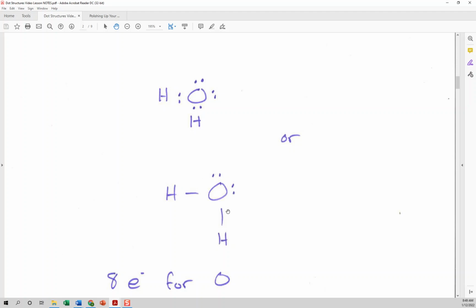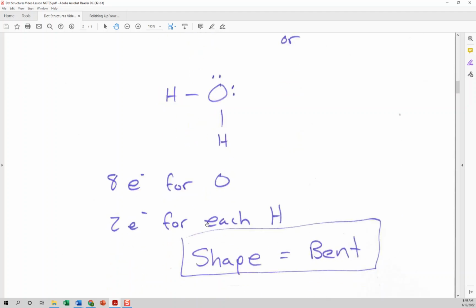But then if you look at the oxygen, we have 2, 4, 6, 8. So oxygen satisfies the octet rule, hydrogen satisfies the duet rule, and that's your dot structure. We just drew the dot structure for water. If I asked you to draw a molecule of water, it looks like this. Today I just want to focus on how we get the final dot structure.